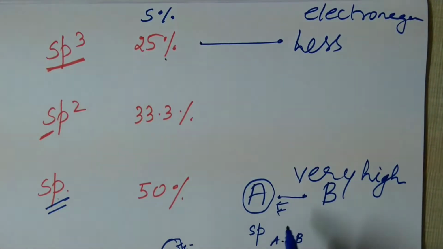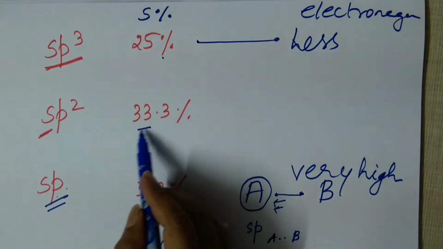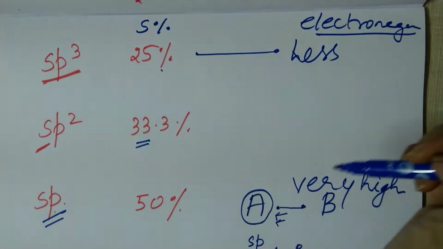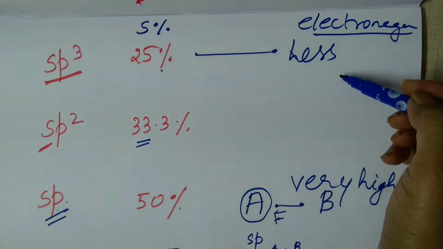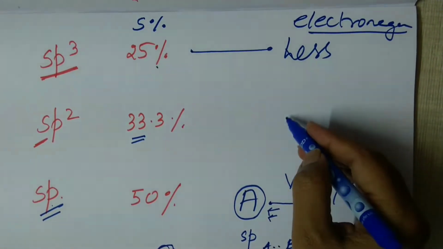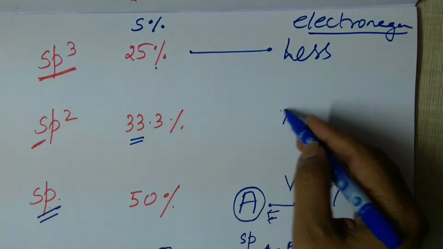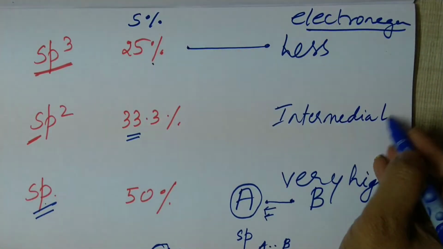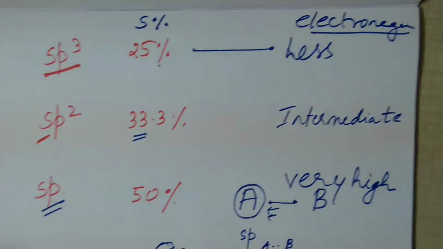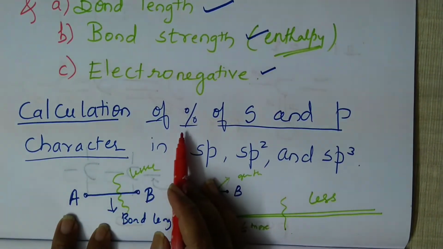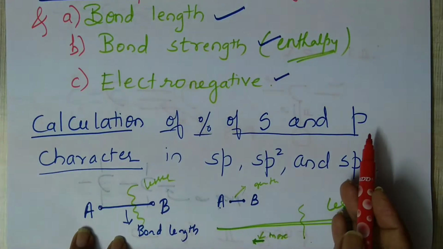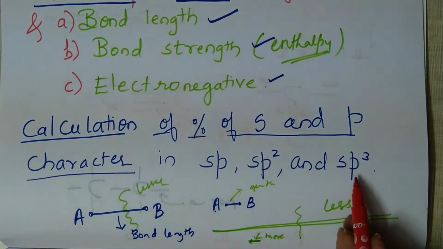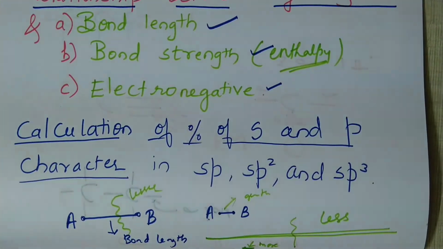And how about in sp2 hybridized orbital, what is the character of S? 33%. So if you compare the electronegativity in sp3 and sp, in sp2 it is in between or intermediate. So let us calculate the percentage of S and P character in sp2 and sp3 hybridization, further which we will relate to bond length and bond strength.